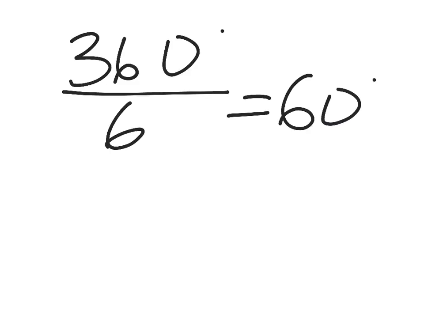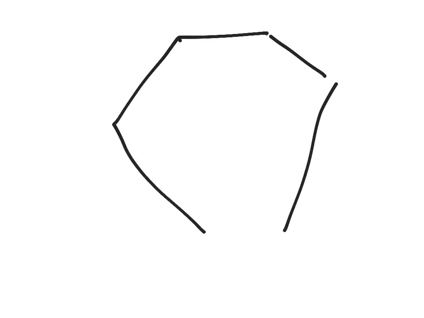So if we put everything into perspective in a diagram, the hexagon would look something like this. Oh gosh, this is a terrible diagram. Let me just do this again.